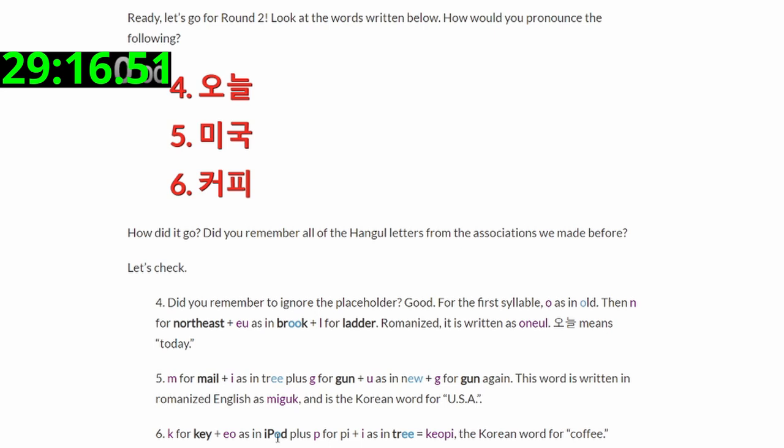Plus P, where's P? I got the K and the E sound, but where does the P for pi go? Or is this whole thing supposed to be pi? I thought pi was just, the letters aren't connected here, but I guess that's just supposed to be P. And then the E sound again. This is copy, the Korean word for coffee.